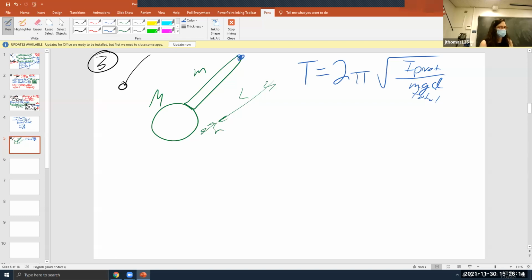Now, this problem asks us to actually walk through these steps one by one. So starting with part A, they ask us to calculate the rotational inertia of the whole system. So our inertia around the pivot point. I have two objects here. I have a rod, I have a disc. My total inertia then is the inertia of the rod plus the inertia of the disc.